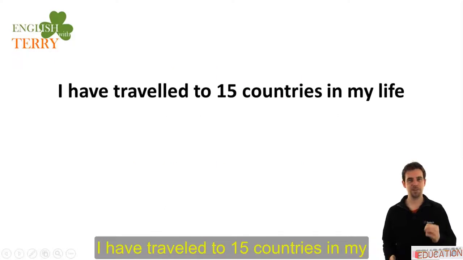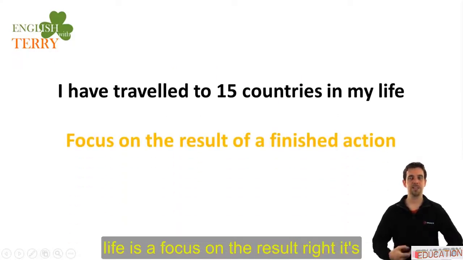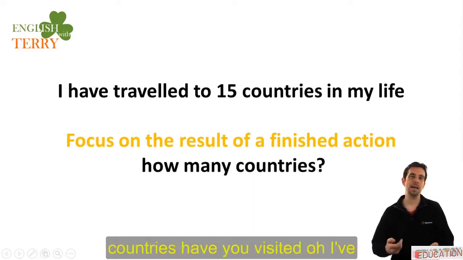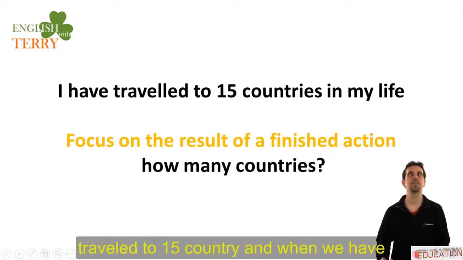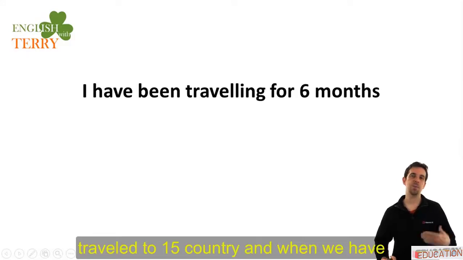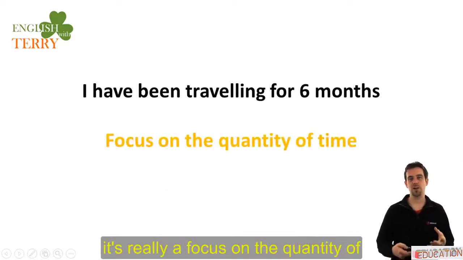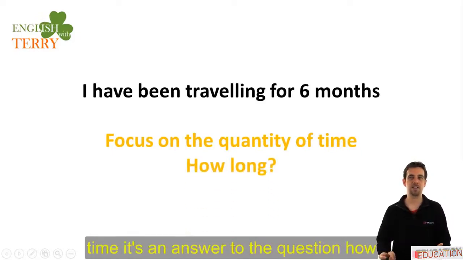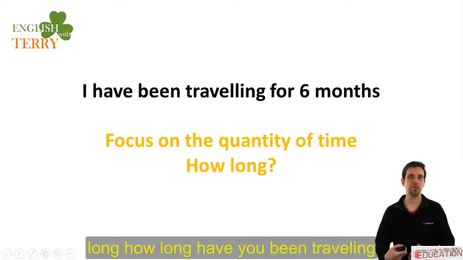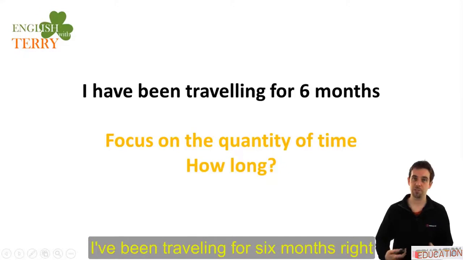I have traveled to 15 countries in my life is a focus on the result, right? It's like the question, how many countries have you visited? Oh, I've traveled to 15 countries. And when we say, I have been traveling for 6 months, it's really a focus on the quantity of time. It's an answer to the question, how long? How long have you been traveling? I've been traveling for 6 months, right?